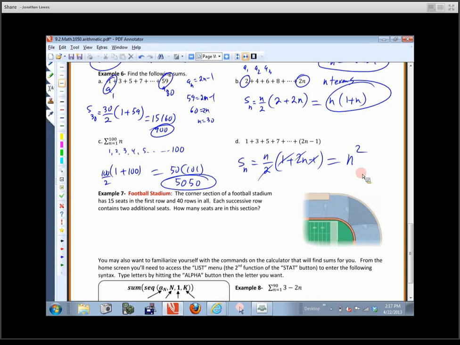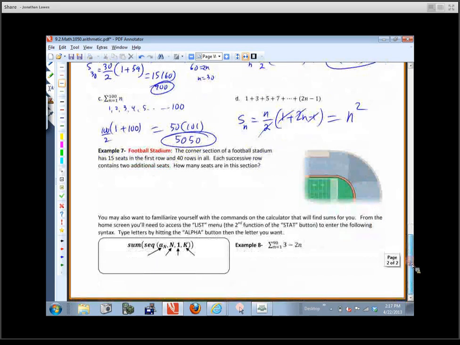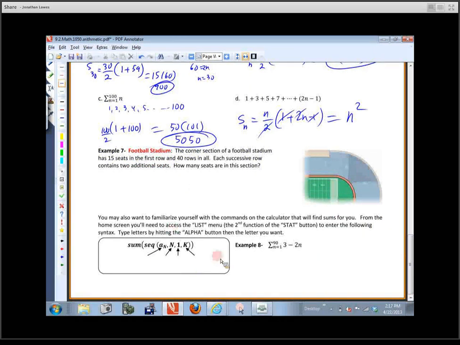Lots of time saving here. Okay, let's take a look at the next one. This is a story problem. This is the last one that we'll do. Let's see, maybe we'll do this one right here. That one's not bad.